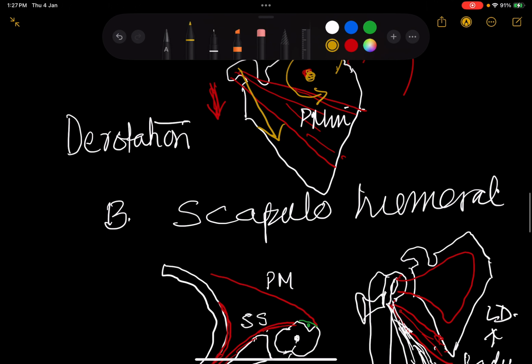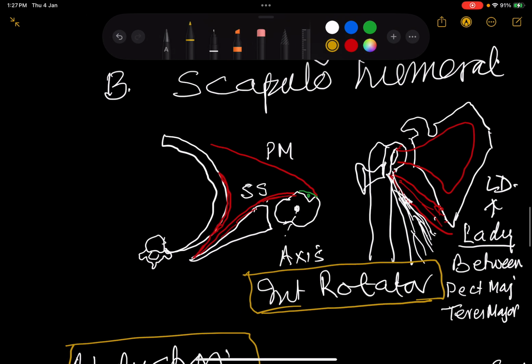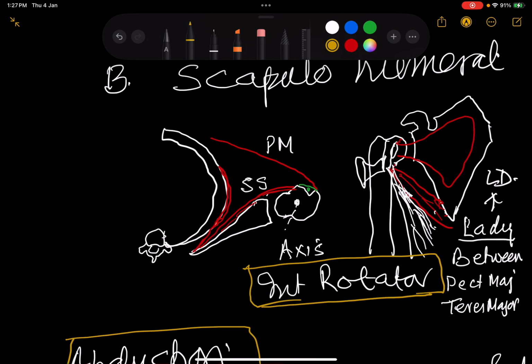Then we study the scapulohumeral movements. They are internal and external rotation. So internal and external rotation is at the axis, which is the supero-inferior axis through the shaft of the humerus. Internal rotation will be by the subscapularis attached at the lesser tuberosity and by the pectoralis major attached at the lateral lip of the bicipital groove. So these muscles will internally rotate.